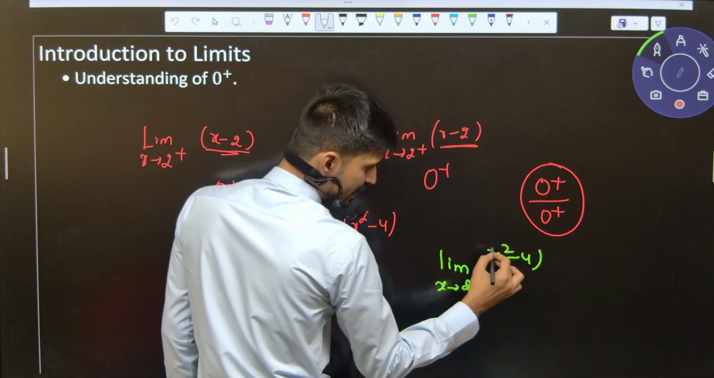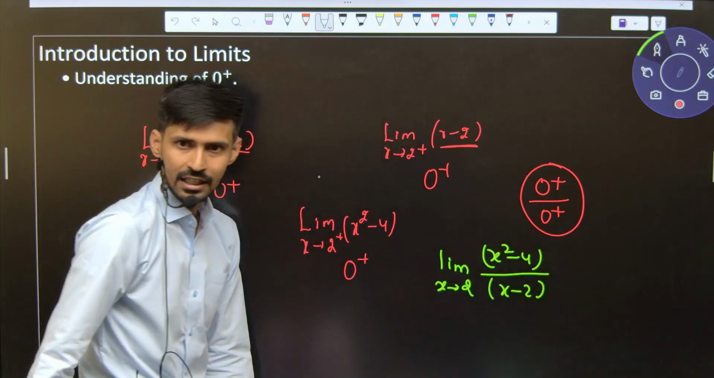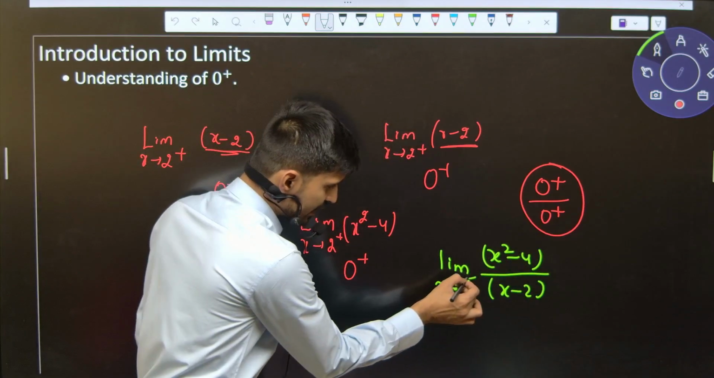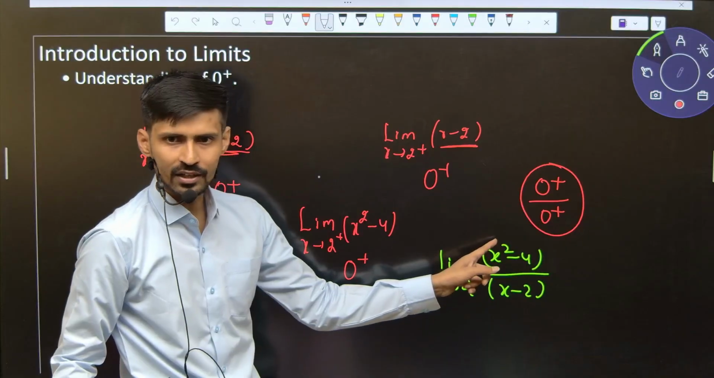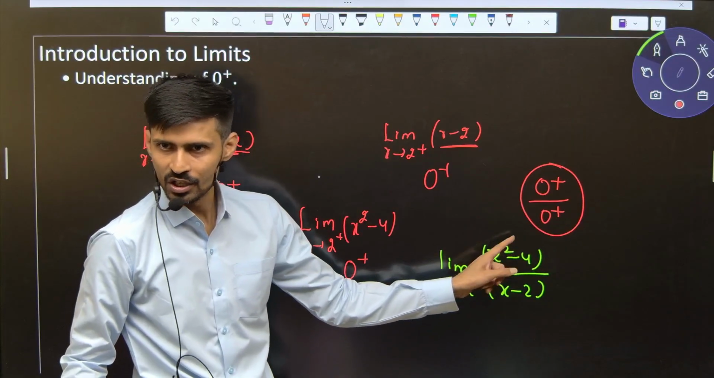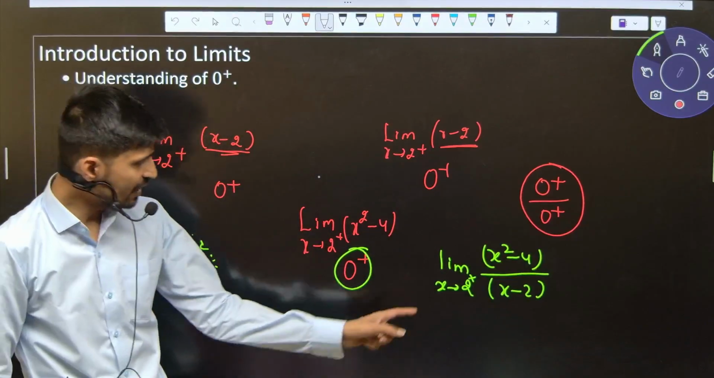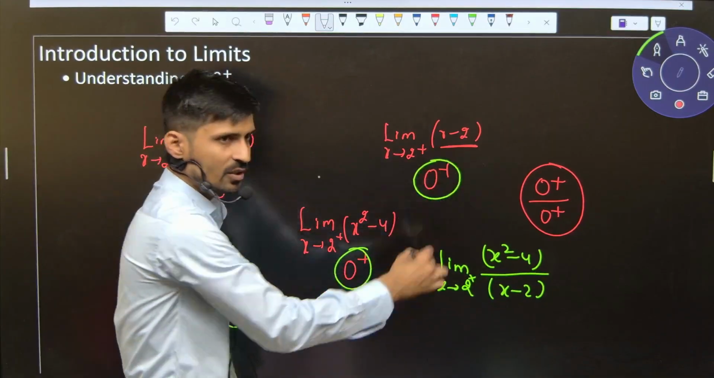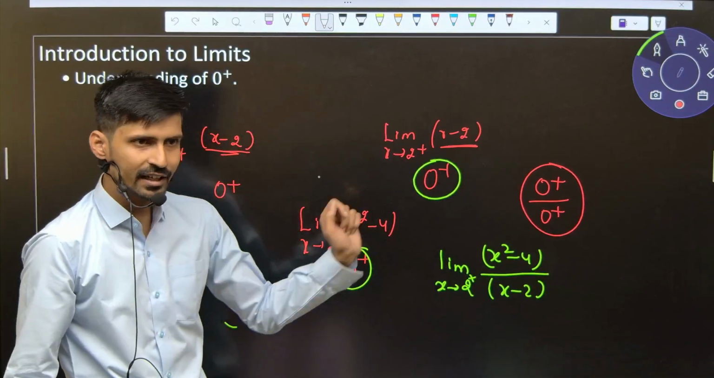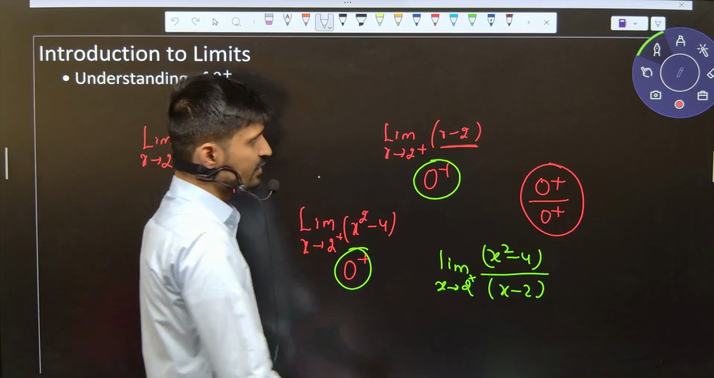x square minus 4 upon x minus 2. Tell me, if I put 2 plus here, 2 plus square minus, 4 plus minus 4, 0 plus. Tell me, is this that 0 plus or not? And if I put 2 plus here, 2 plus minus 2, 0 plus. Tell me, is that that 0 plus or not? It means automatically we are getting that 0 plus or not? Now the question is, how will we do the calculation?